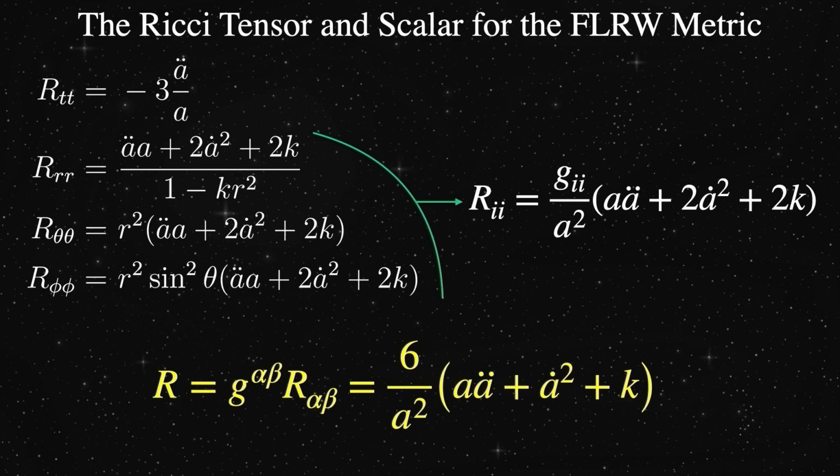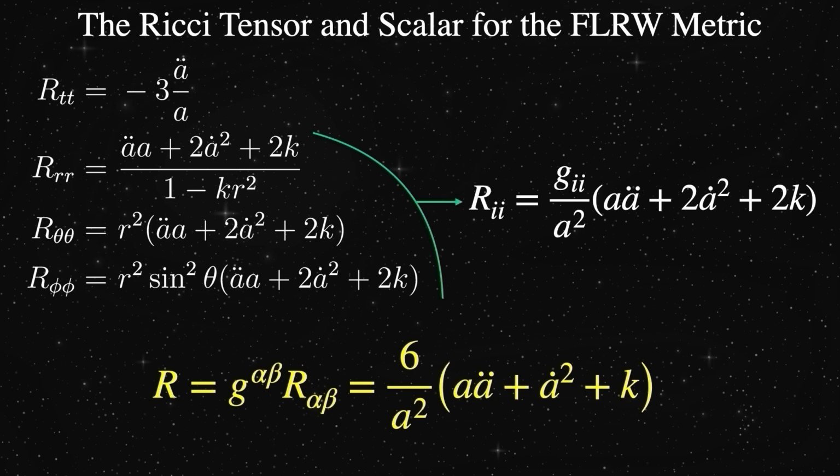All three space-based components for the Ricci tensor can be summarized on the right, R sub ii. G sub ii is one of the spatial metric components. The time-time component of the Ricci tensor sits all alone at the top. Our next object that we now need to construct is the Ricci scalar, R. To do so, we need the raised index versions of the metric, and we need to contract the Ricci scalar by summing over all the alphas and betas you see there.